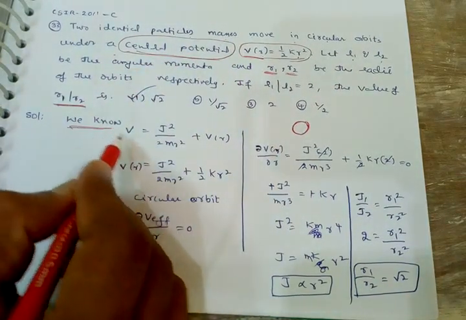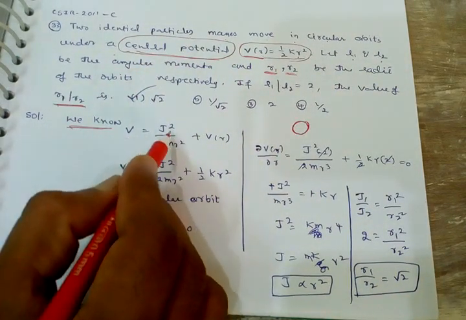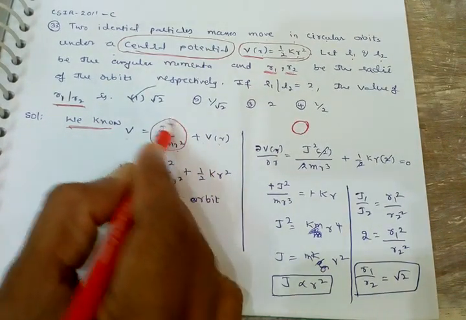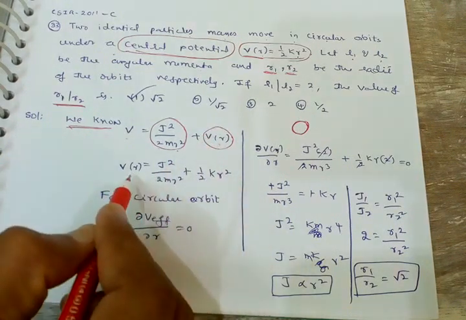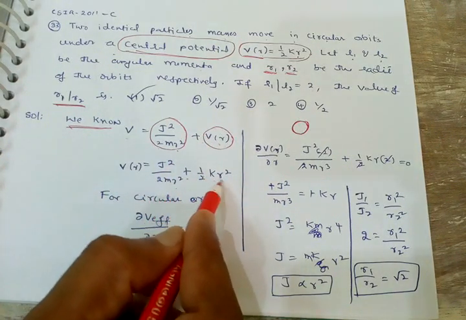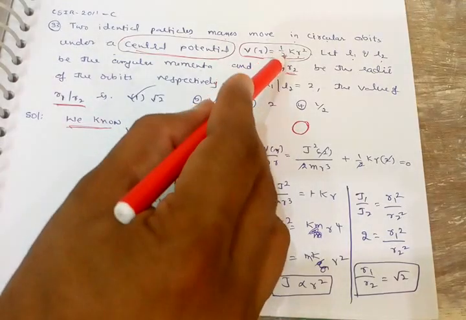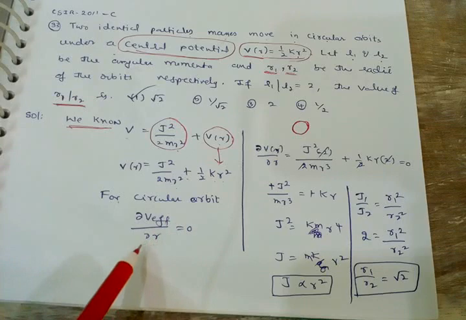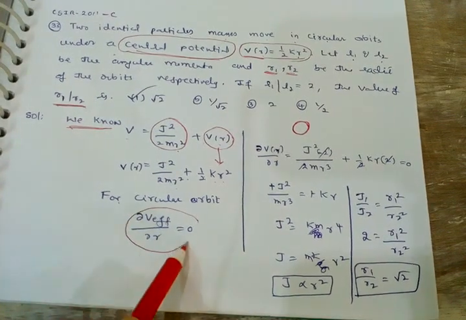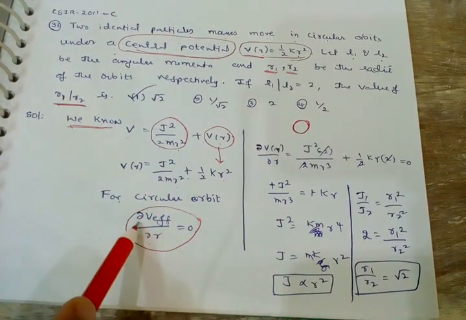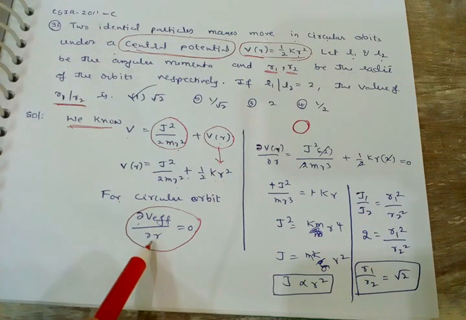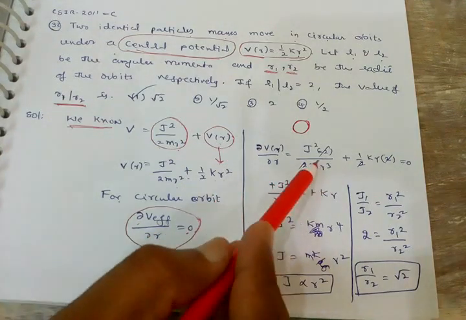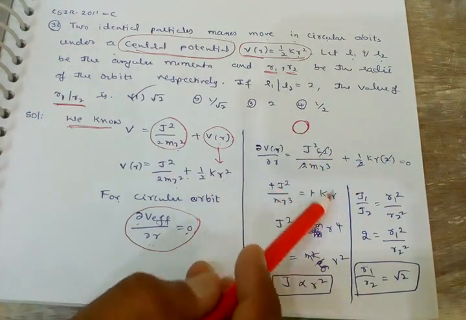We already have the equation for the effective central potential: j square by 2m r square plus V of r. So V of r equal to j square by 2m r square plus half k r square, where half k r square is the central potential. If the particle is in circular orbit under the central potential, dou by dou r of V effective equal to 0.